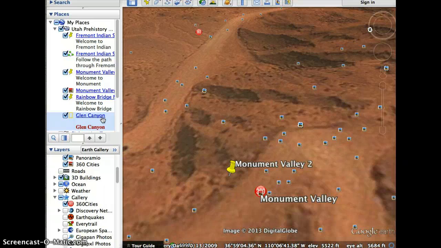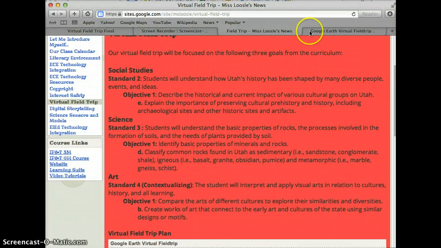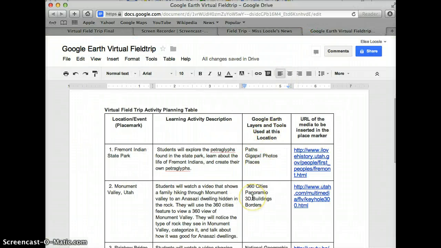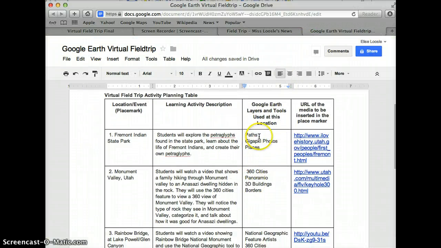So the layers that I used in each of the different field trips included, for the Fremont Indian State Park, paths to create the path that goes from the petroglyphs. I also used gigapixel photos, which showed me the cool pictures of all the different petroglyphs, as well as places, because that identified exactly where Fremont Indian State Park is.